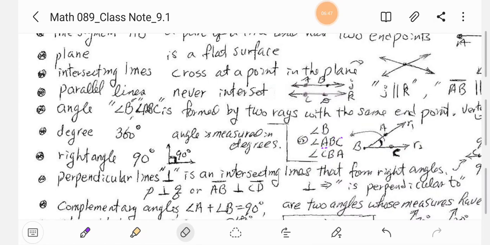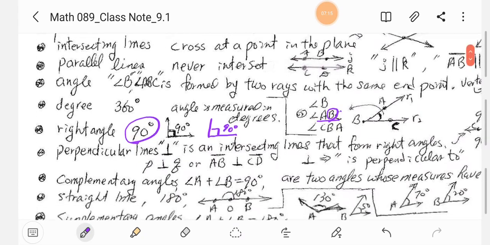All right. So you can use angle B or angle ABC or CBA. In this case, if there are 3 points, then we are looking for the angle in the middle. Okay, right angle means always 90 degrees. So there are 2 rays like this, and these 2 rays form 90 degrees. Then we call this a right angle.